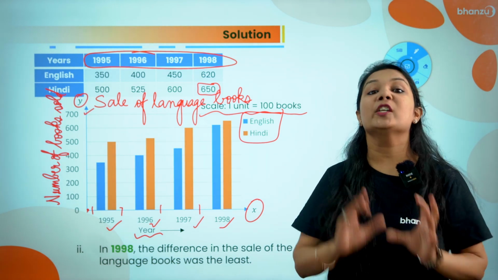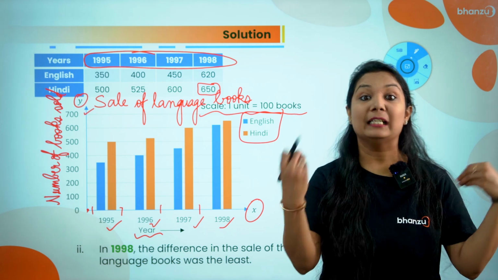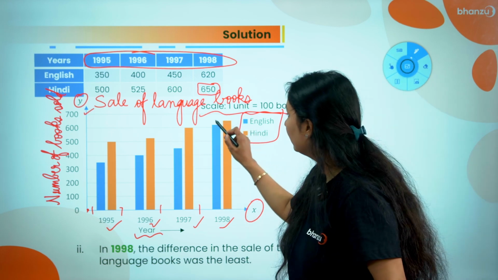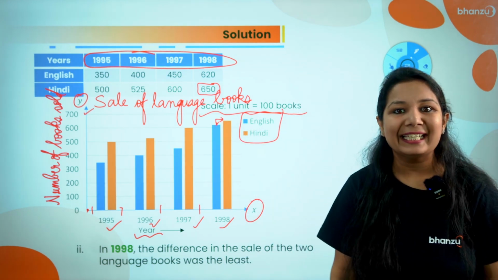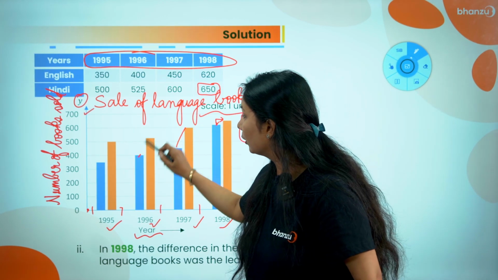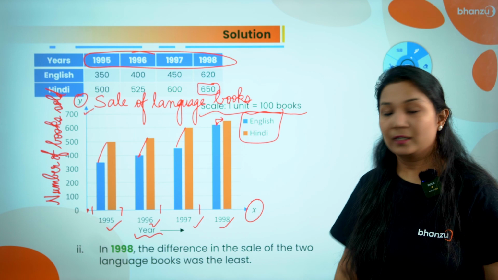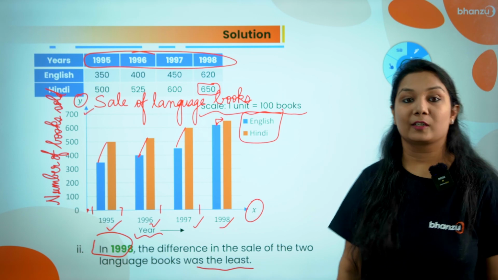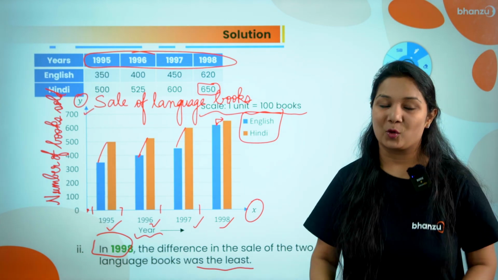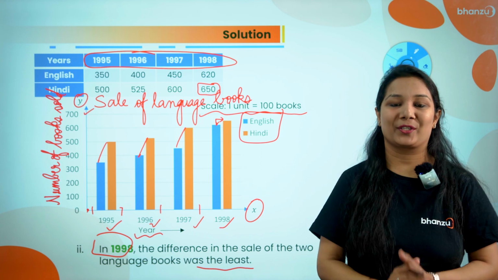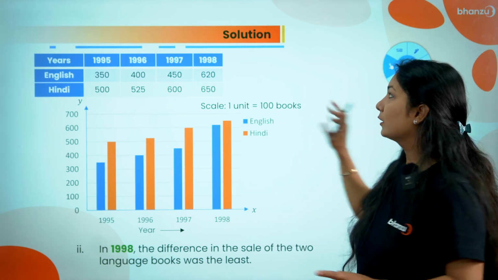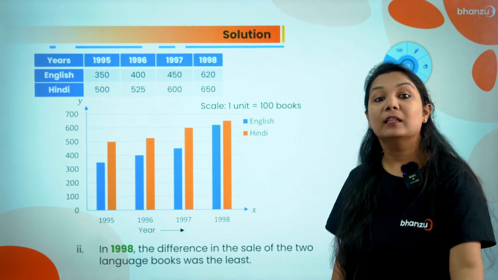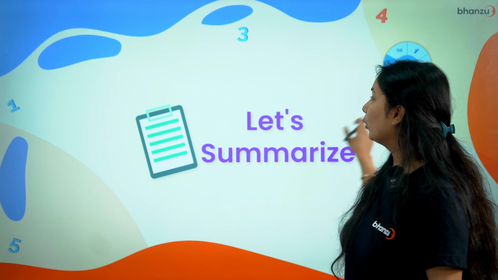Now they were asking you in which year the difference in the sale between Hindi books and English books was the least, the minimum. See the gap over here? It's the minimum in 1998. Here the gap is more, here also the gap is more, here also it's more. So in 1998, the difference between the books was the least. Which books? The two different language books, English books and Hindi books. So I hope everybody has understood about bar graphs, how we draw a double bar graph and what's the need for it, right?